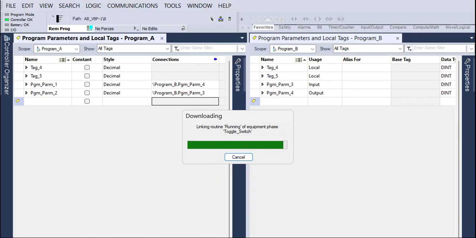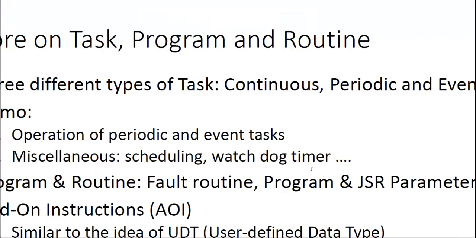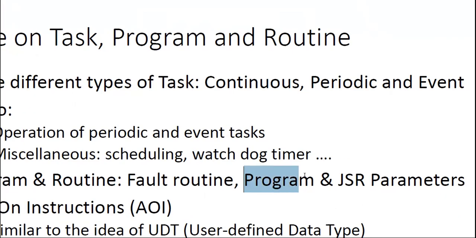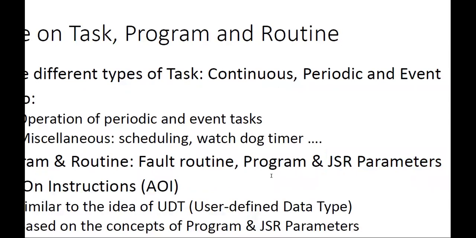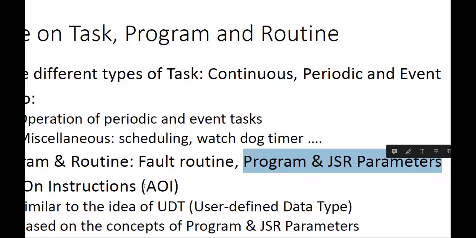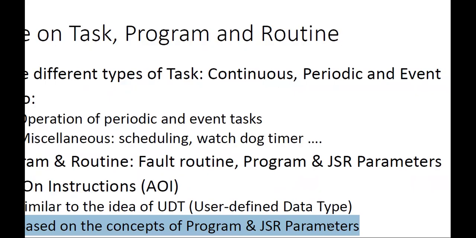While we're waiting, I think I can talk a little bit about the next step. You can see here right now, I'm talking about the program parameter. And then later on, I will talk about the JSR parameter, right? So those two concepts are very important for us to understand the next topic, the add-on instruction, because you can see here, they're based on the concepts of these two parameters, right?